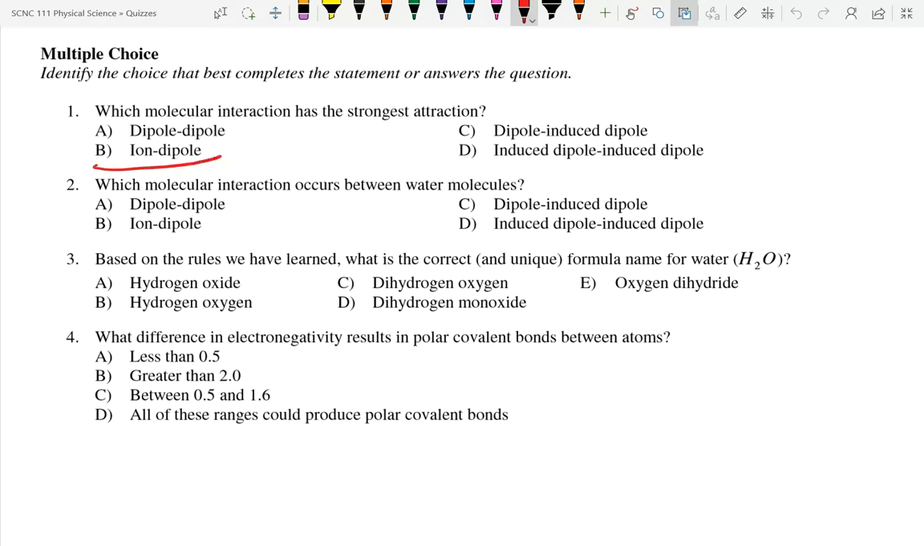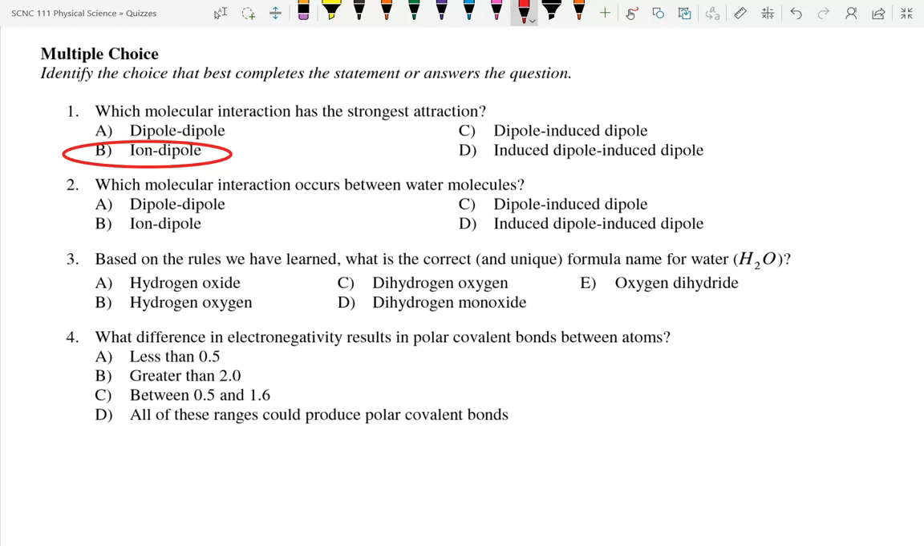Ion dipole. Because with the ion dipole, you have something that already has a charge and something that already has a charge separation. Why is ion-ion not on the list? Those would have actually formed a bond, making a molecule. So these are ones between molecules, and so the ion dipole was the strongest.